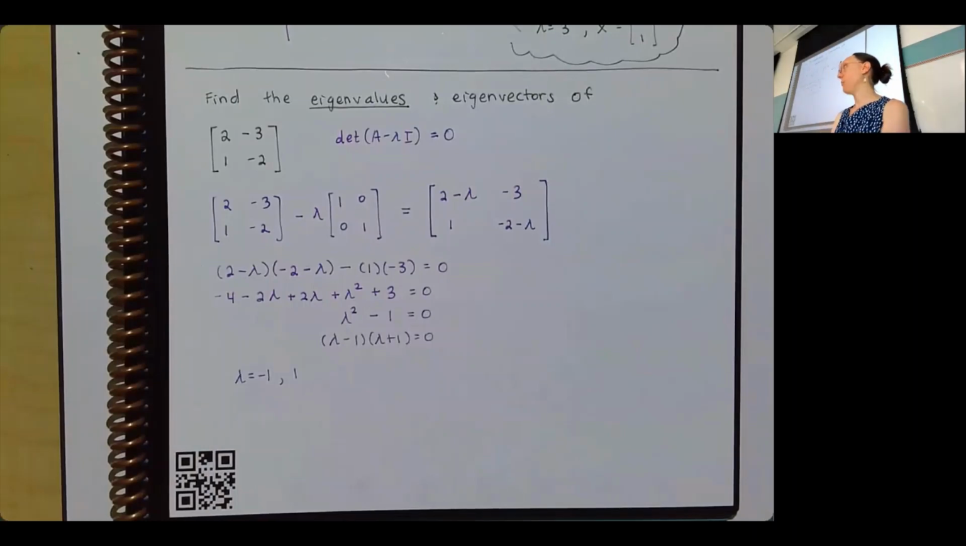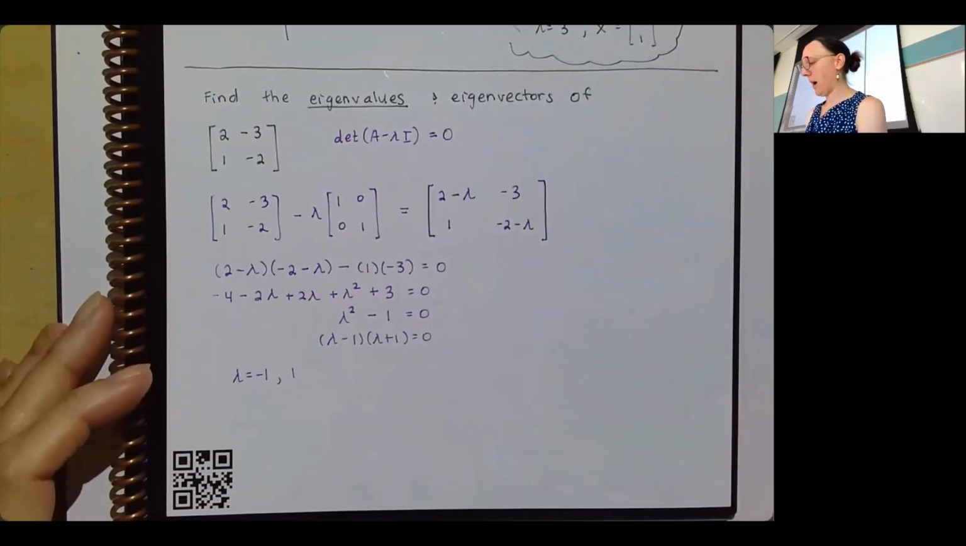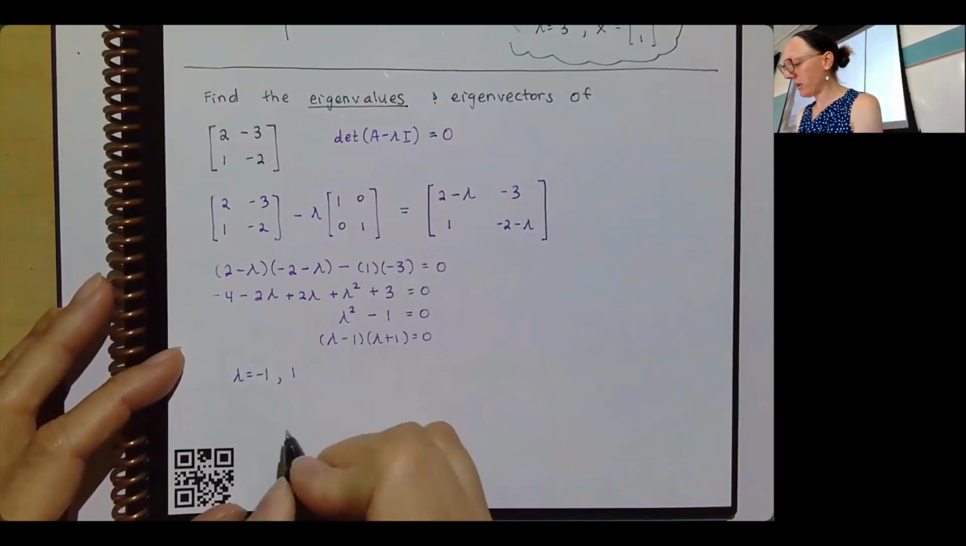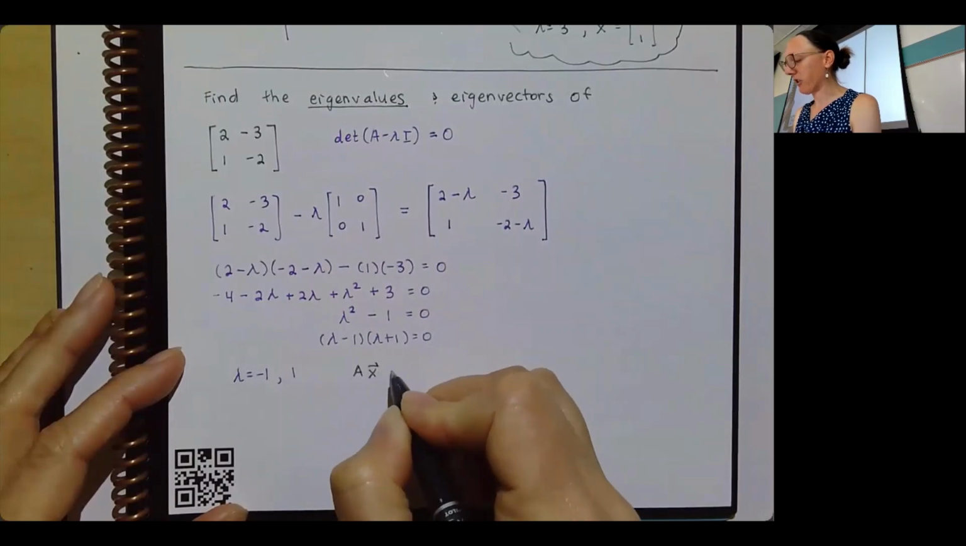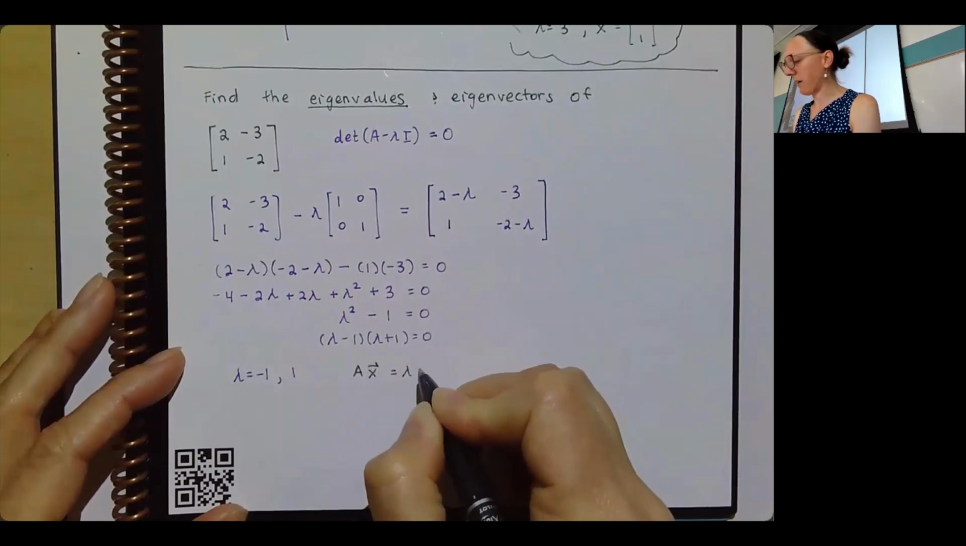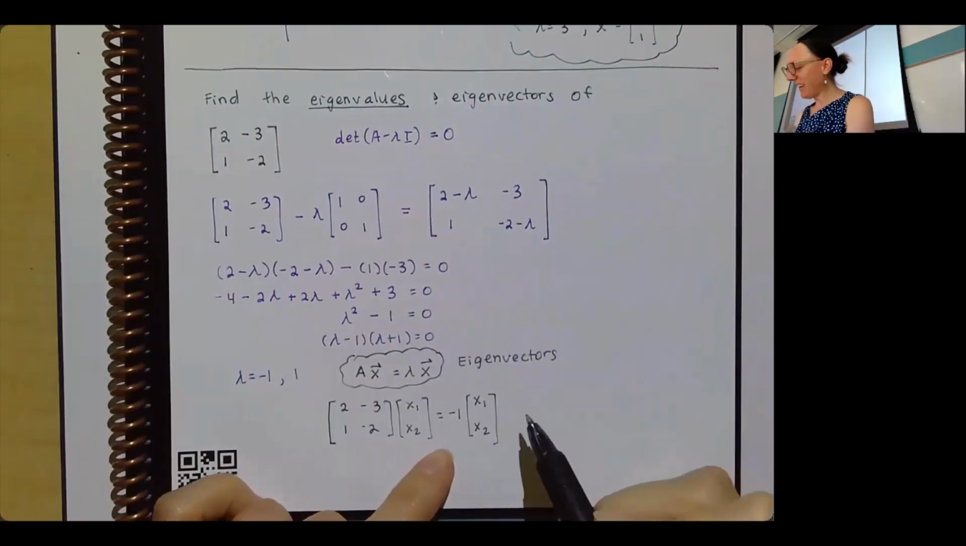Questions about this before I move on to do eigenvectors? Would you all like to try to find the eigenvectors on your own? I saw some head nods, so I will let you give that a shot. And as a reminder, when I'm finding the eigenvectors, I'm going back to that A times my eigenvector needs to equal lambda times my eigenvector.